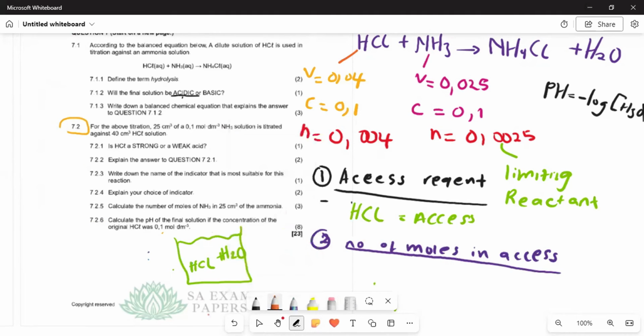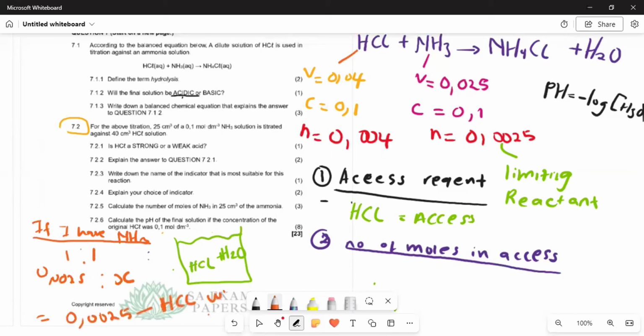Step 2: number of moles in excess. Basically, how many moles are left for our HCl after the reaction has taken place. Now, let me go about doing that. So I'm going to do the same thing I did. If I have NH3, the ratio between NH3 and HCl is still 1:1. So if I have 0.0025 moles of NH3, how many moles of HCl will I need? It's the same. Cross multiply, you would need 0.0025. So these are the moles of hydrochloric acid, HCl, that will be used in order to react all of this NH3, 0.0025 moles.